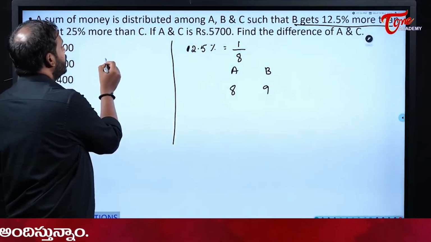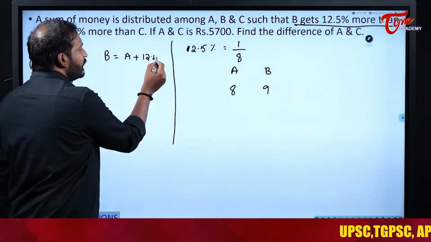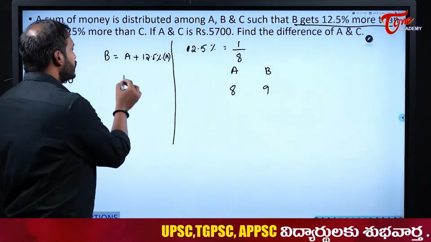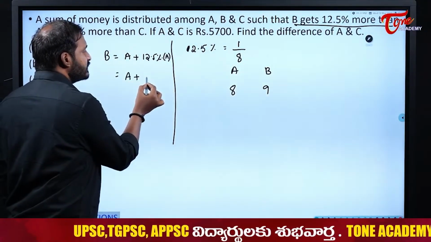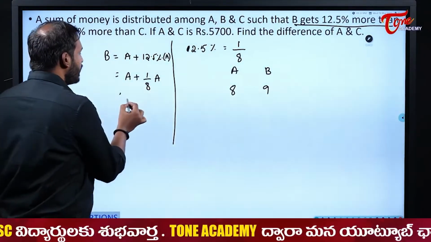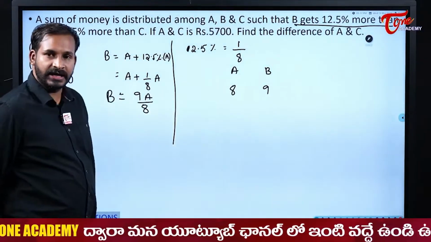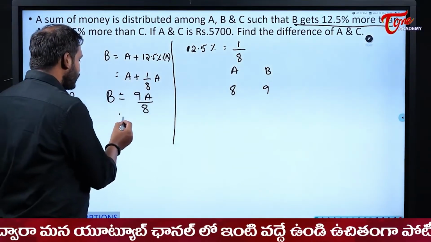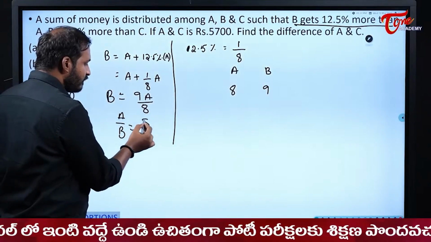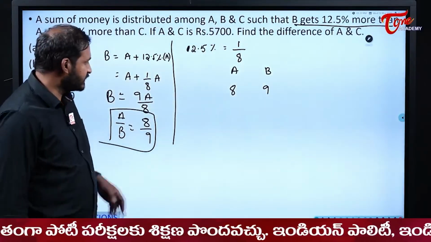B gets 12.5% more than A, right? That means B is equal to A plus 12.5% of A. Am I correct? So A plus, what is 12.5 percentage? 1 by 8 of A. Yes, we all know it very well. Now next, what happens to this? 9A by 8, that is equal to B. B is equal to 9A by 8. Okay, good. Now what happens to A by B? I will send B to this side and this 9 by 8 to that side, it will become 8 by 9. So the relation between A and B is 8:9. The same thing I have written here.